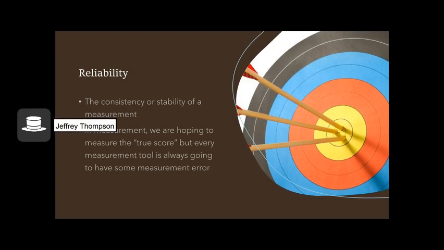So, reliability is the consistency or stability of a measurement, right? When talking about reliability, think about stepping on a scale, right? If you are stepping on a scale, you're hoping that it's going to give you a reliable measurement, that it's not going to fluctuate in the results that it's giving you. Imagine stepping on and then it says your weight, and then you step on again, and then it adds 30 pounds, and then you step on again, and it subtracts 100 pounds. That's not a reliable measurement.